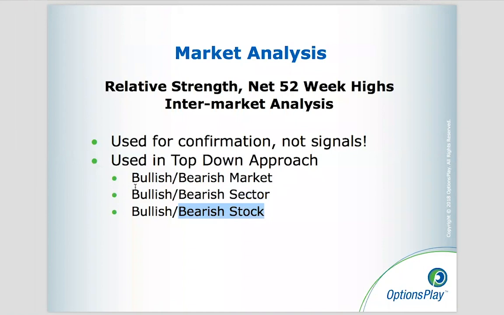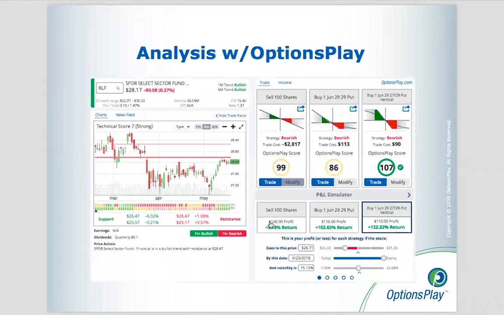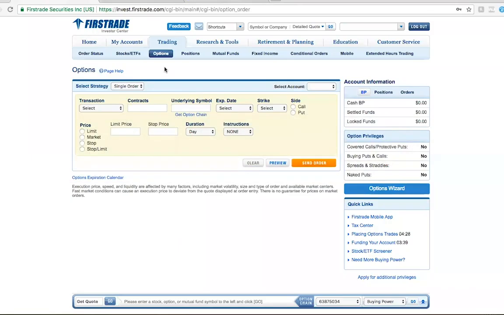Because if you're looking at a bearish stock, but the sector is bullish and the market is bullish, there's a more likelihood that the whole market might actually drag the stock higher, even though the stock itself is quite bearish. So just keep those things in mind, because when you line up the market, sector, and stock, you're going to get higher probability trades in one direction or another. So with that, let's take a look at options play and actually show you guys some real examples.